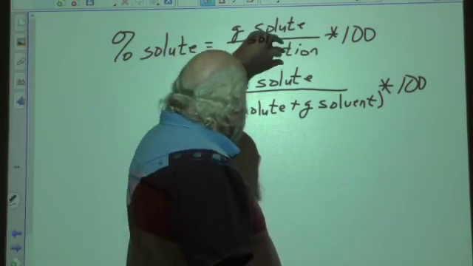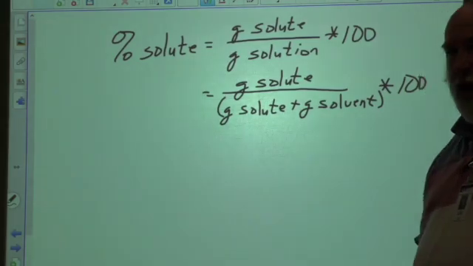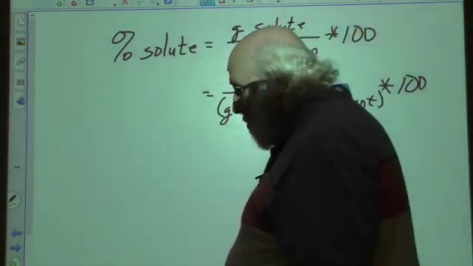Okay, so this is going to give us some fraction, and we're going to change the fraction over to a percent by multiplying by the value of 100. So that's the formula that we're dealing with here.